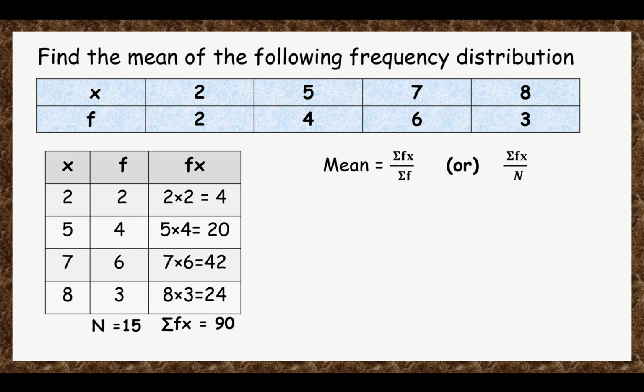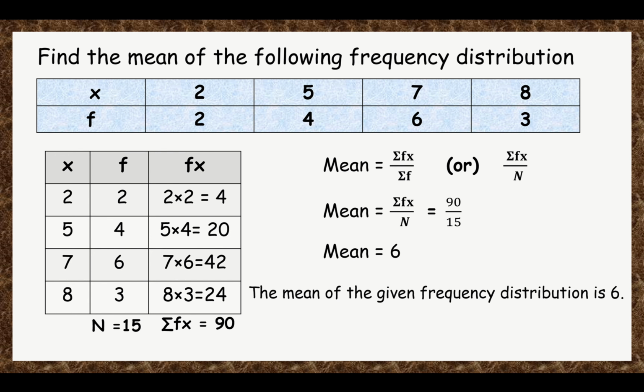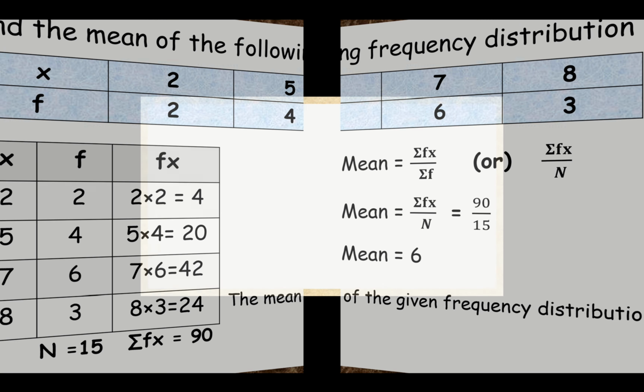So now you have to substitute the values. Mean is equal to summation Fx by capital N. Summation Fx is 90 and capital N is 15. 90 is divisible by 15 by 6 times. So mean is equal to 6. So the mean of the given frequency distribution is 6. Let us see another example.